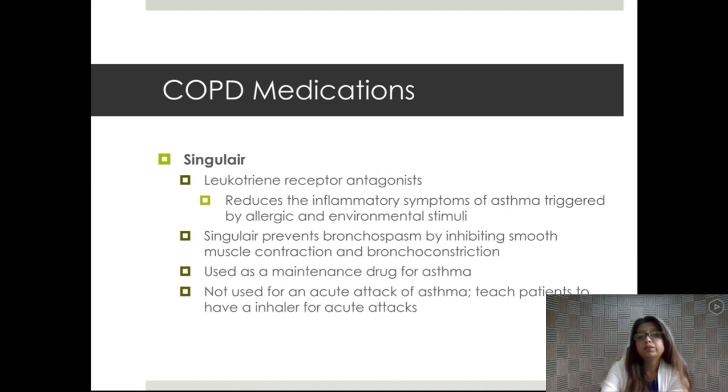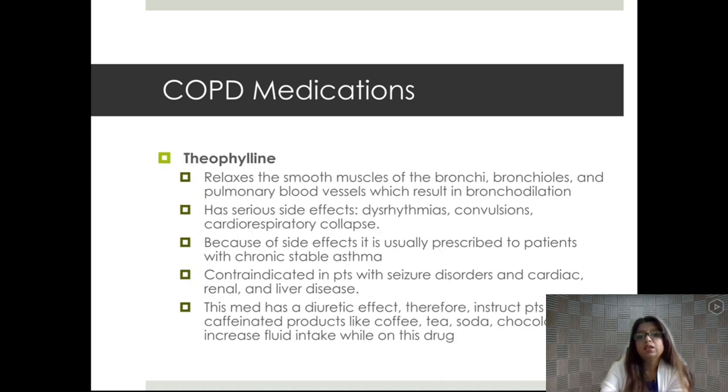Singulair is a leukotriene receptor antagonist. It reduces the inflammatory symptoms of asthma triggered by allergies and environmental stimuli. Singulair prevents bronchospasm by inhibiting smooth muscle contraction and bronchoconstriction. It is used as a maintenance drug for asthma, not for an acute attack of asthma. Teach the patient to use an inhaler for active attacks.